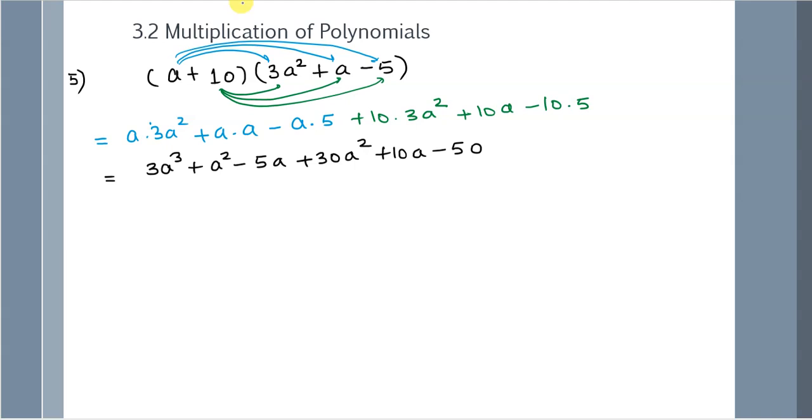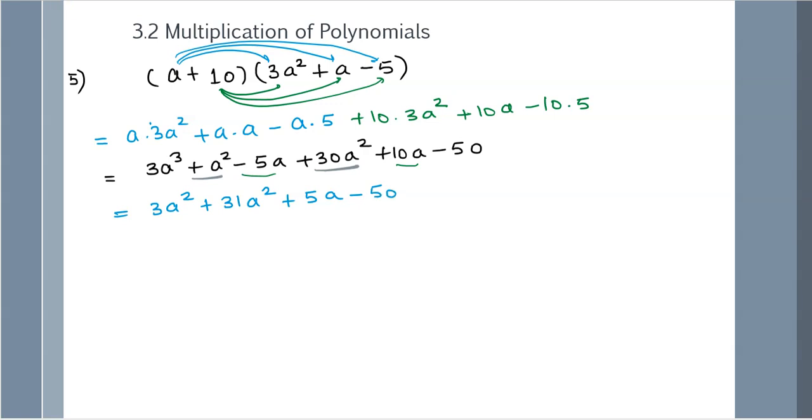So, a power 3, no other term. For a power 2, we have two terms. We have to combine them together. So, this gives you 3a squared. Then a square plus 30. So, it gives you 31a squared. And here, minus 5 plus 10 with a. So, it gives you plus 5a and minus 50.